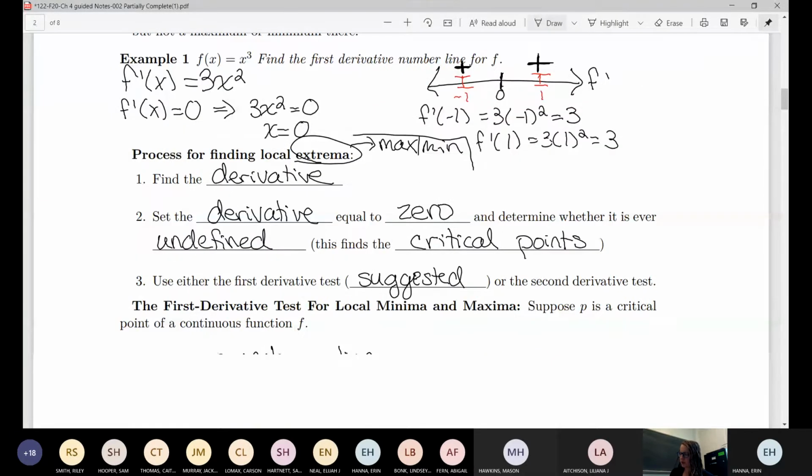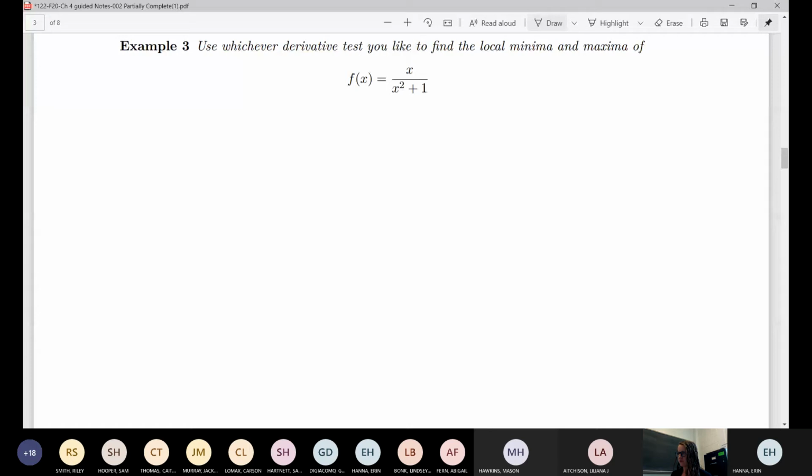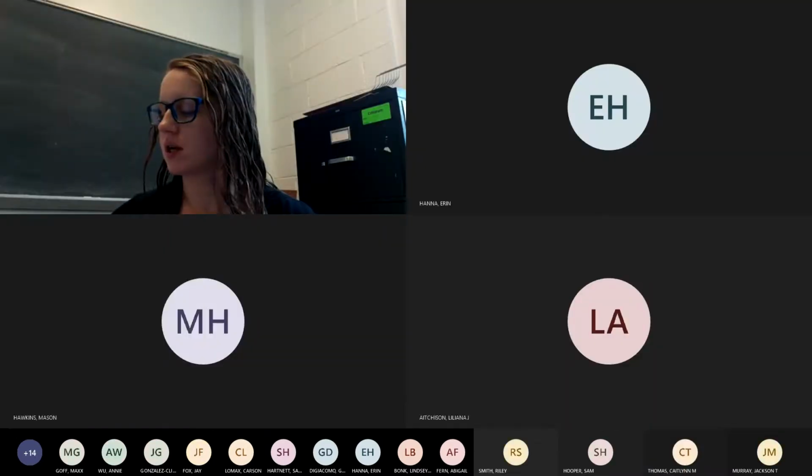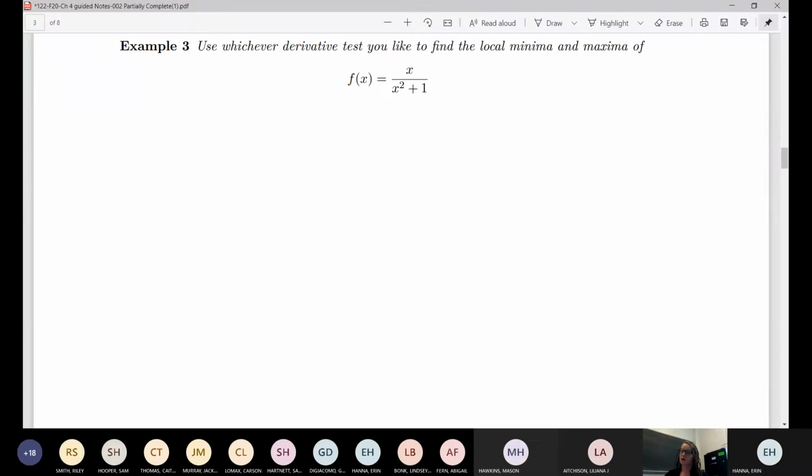So we're going to skip past the second derivative test. We'll come back to that right after this example. But I want to do a more full example of the first derivative test on this one. So let me reshare my screen really quick, just in case. All right, so say we want to find all the local maxes and mins of this function.